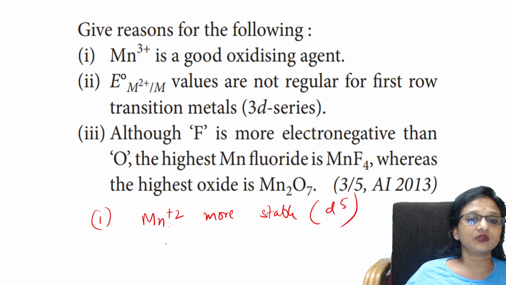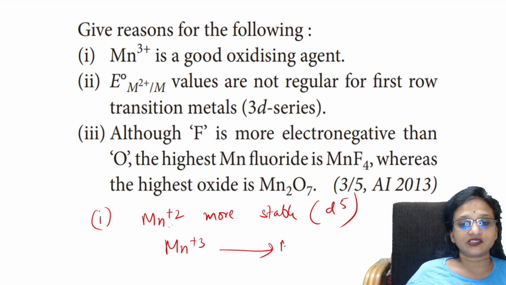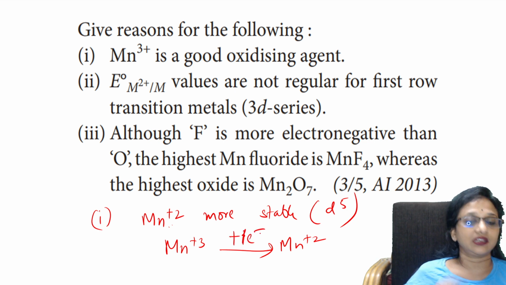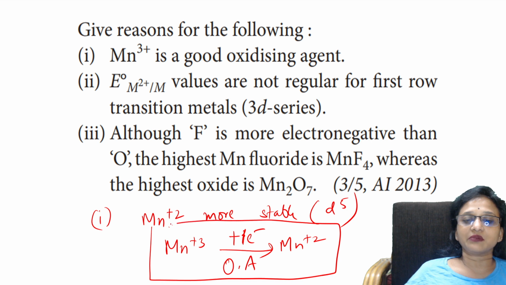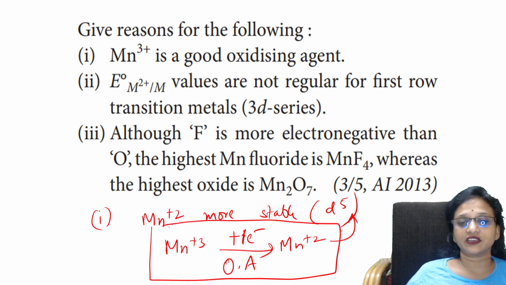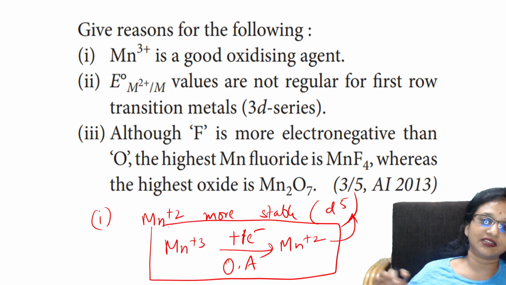So what will Mn 3+ do? Mn 3+ being a good oxidizing agent, it will go and take one electron, and something that accepts electrons is an oxidizing agent. So Mn 3+ gains one electron and becomes Mn 2+, which has D5 configuration. This is most stable. Done.